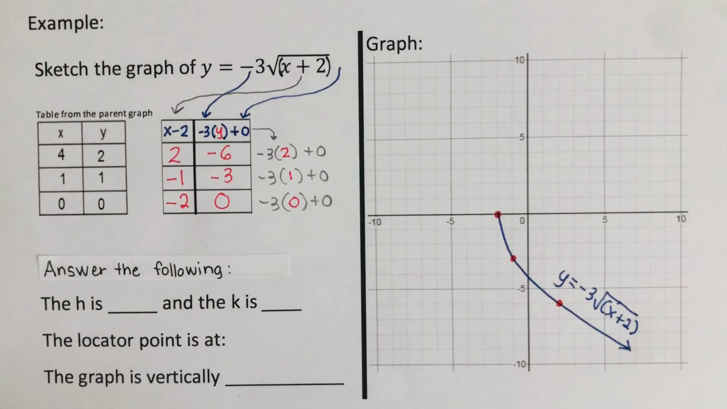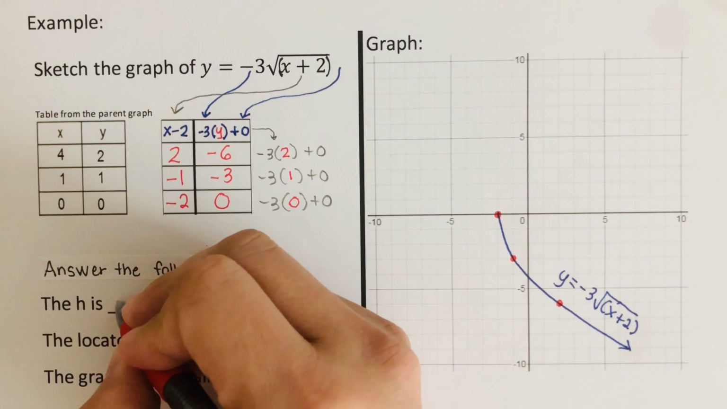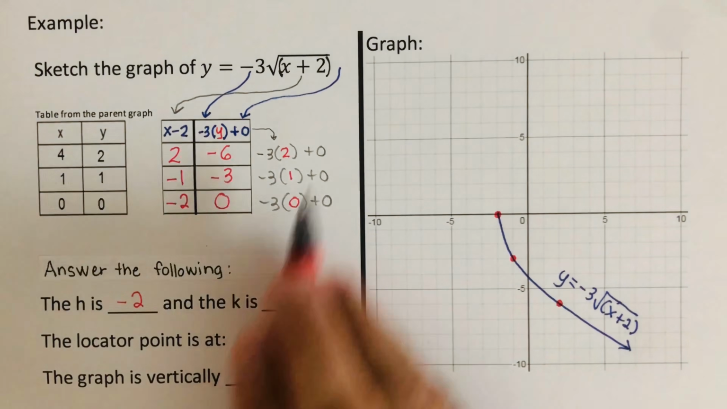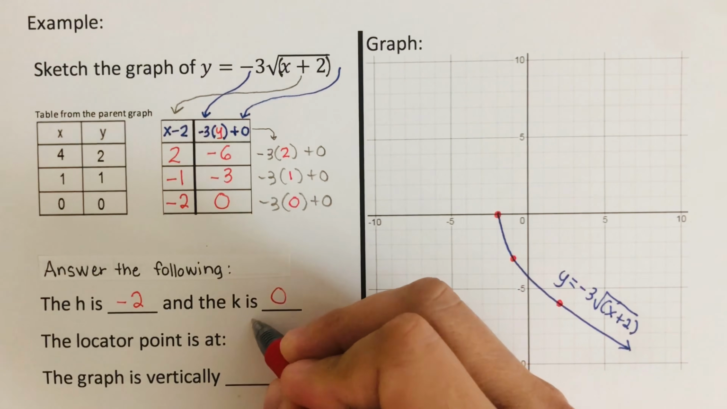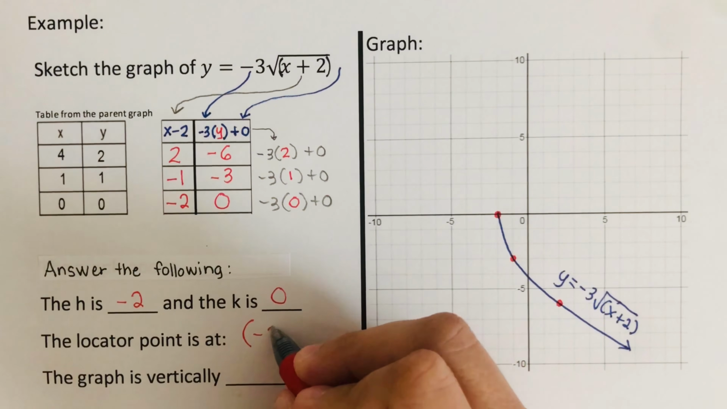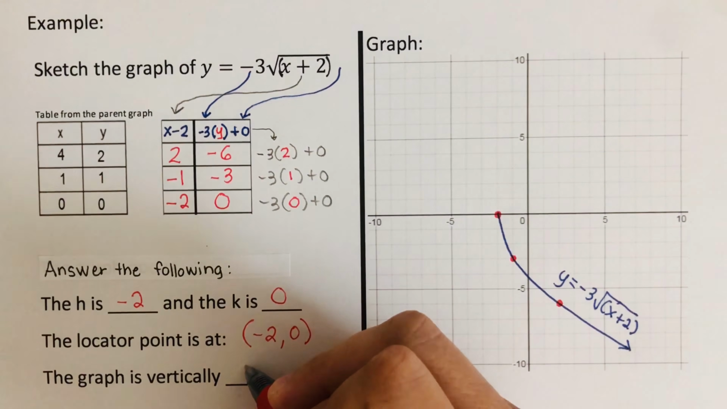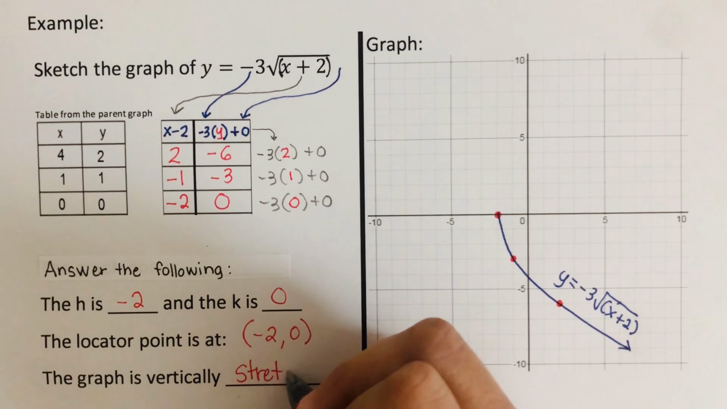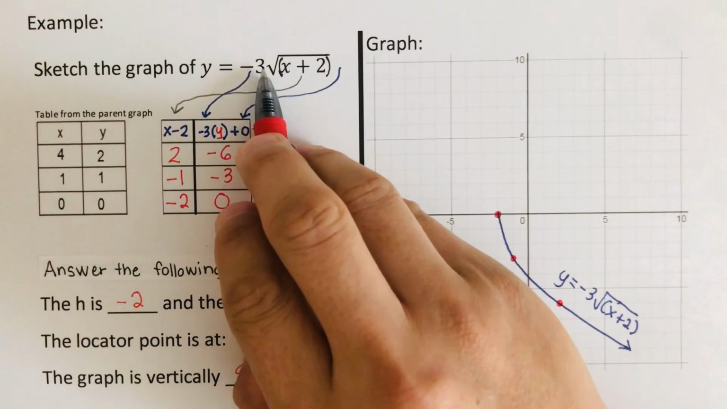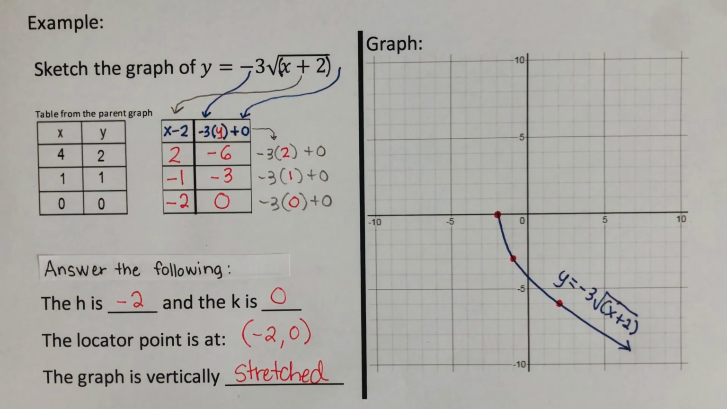Let's answer these questions that we have right here. Our h for this is switched. That would be a negative 2. And then our k is 0. So then the locator point is negative 2, 0. And then the graph is vertically stretched because the absolute value of a is greater than 1, which is 3.